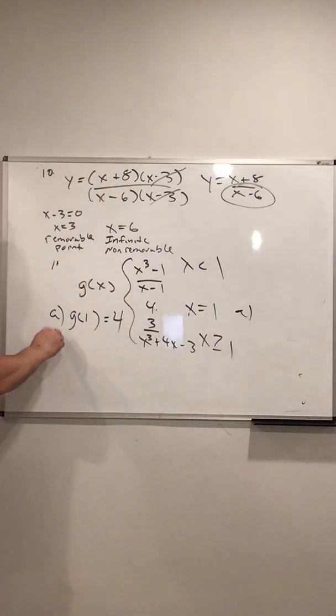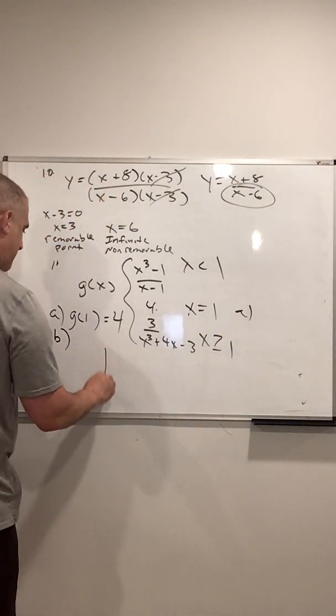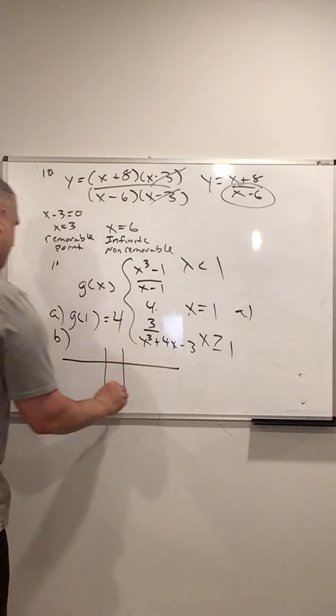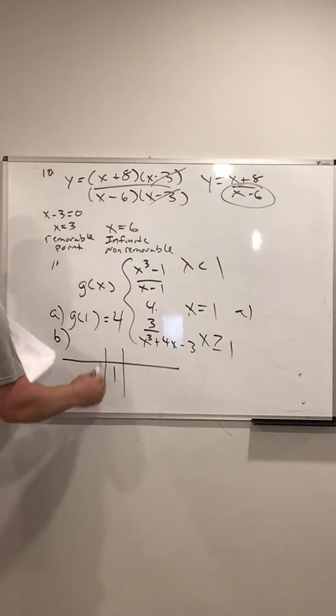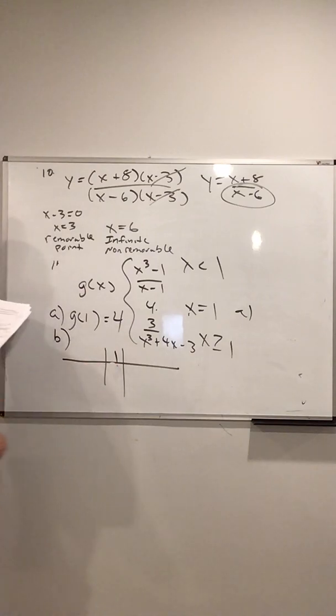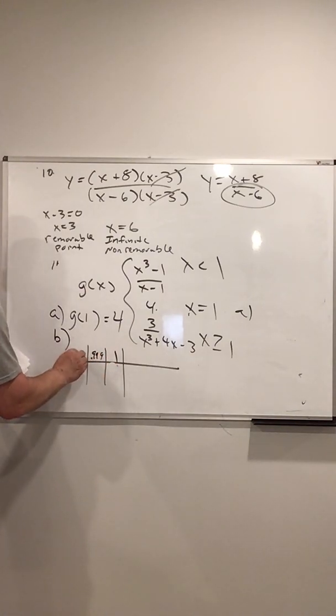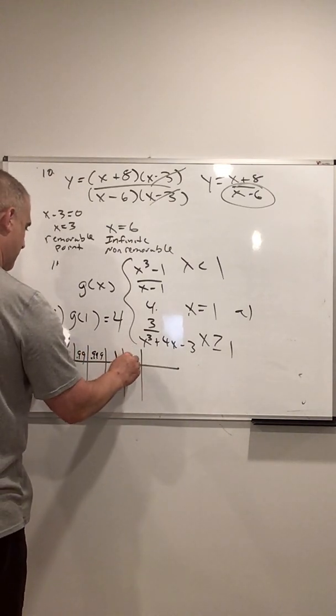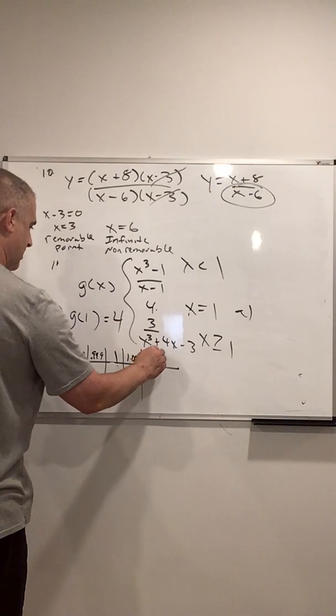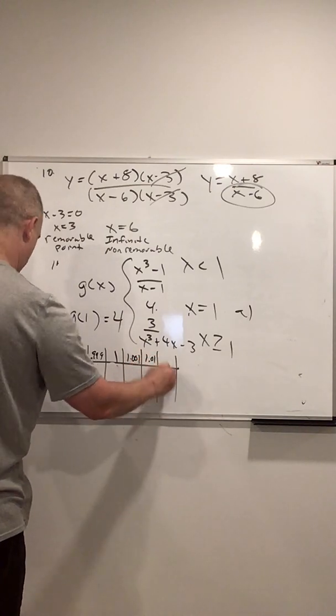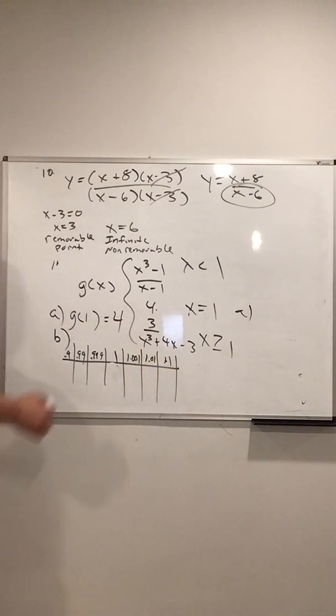Now, in the B part you make a table. The idea is we surround 1. We surround 1 with 0.9, 0.99, 0.999, and the other way we go 1.001, 1.01, 1.1. Now, these would be less than 1.